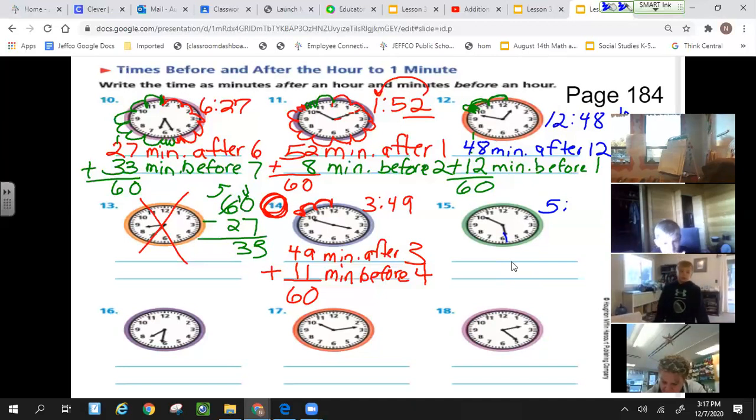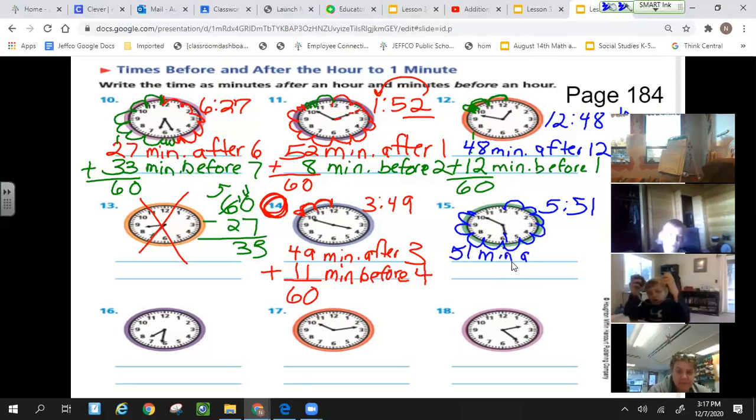Let me double check that in my workbook. Which number are we doing? 15. Okay, it is 1 minute past the 10, so I know 10 times 5 is 50, plus one more would be 51, but let me check. 5, 10, 15, 20, 25, 30, 35, 40, 45, 50, plus one more. So that's 51 minutes after 5.